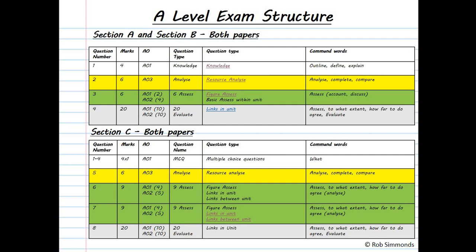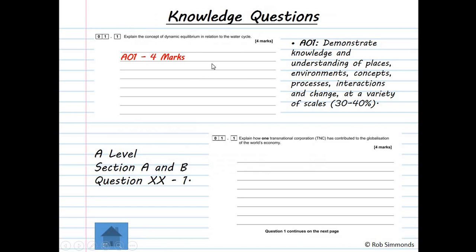And as you can see, there is a set structure to each of these sections. You will always have a 4-mark knowledge question to start off with, followed by a 6-mark resource analysis question, followed by a 6-mark figure assess question, followed by a 20-mark evaluate question. So to have a look at each of those questions, a 4-mark knowledge question testing AO1. So this is your key understanding of processes and concepts. Might look something like this.